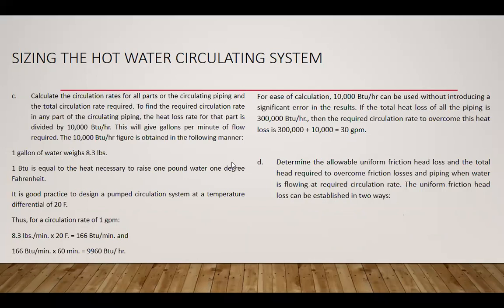C. Calculate the circulation rates for all parts of the circulating piping and the total circulation rate required. To find the required circulation rate in any part of the circulating piping, the heat loss rate for that part is divided by 10,000. This will give gallons per minute of flow required. So the 10,000 figure is obtained from the following manner.